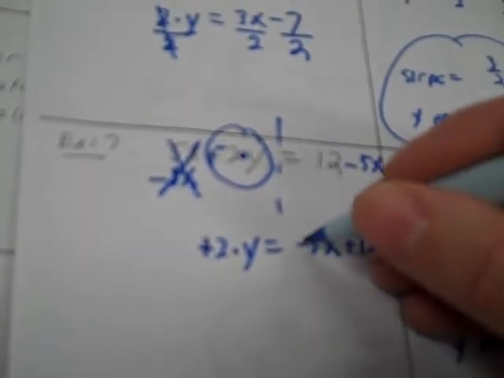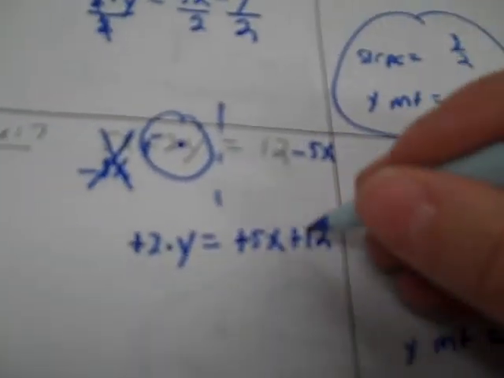Now make sure your y multiplier is positive. It is not positive. Okay. If it's negative, you need to switch every number in the equation to its opposite. So that negative 2 is now going to become a positive 2. The negative 5 becomes a positive 5, and the positive 12 becomes a negative 12.